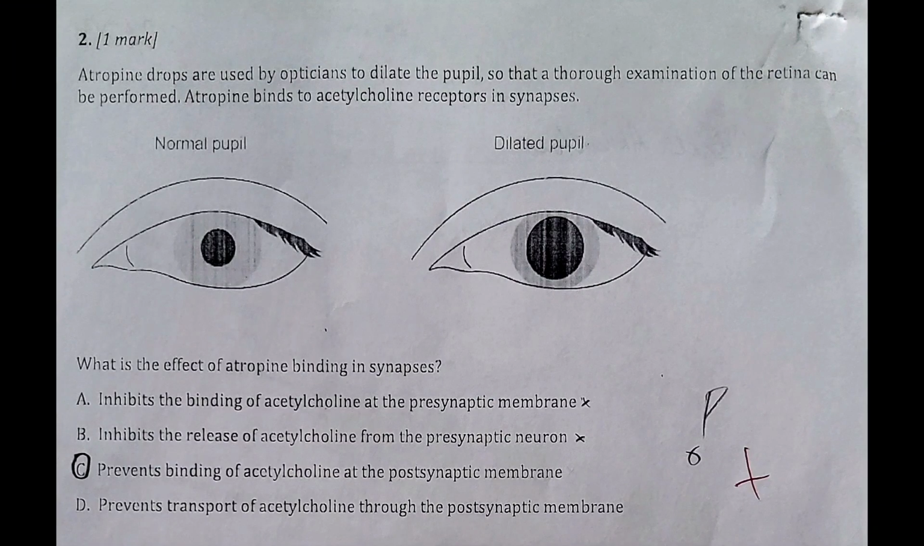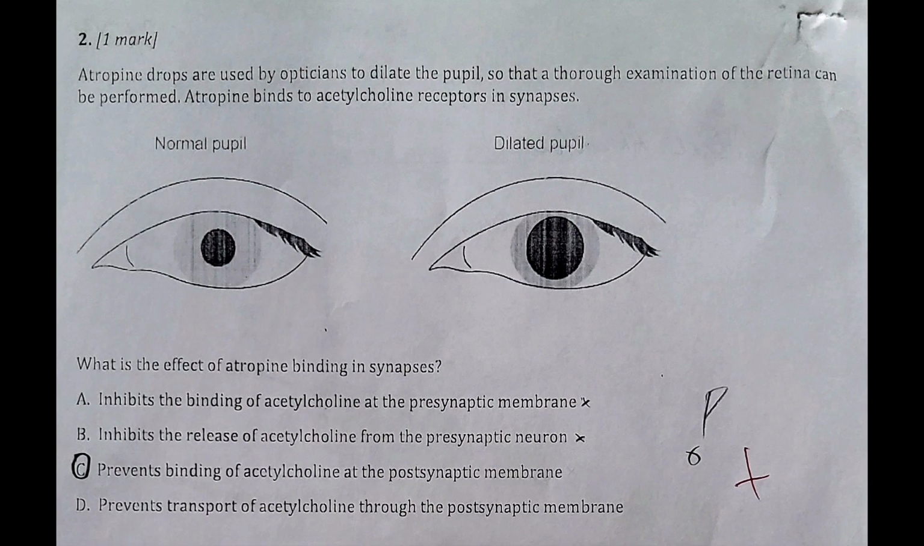It is a multiple choice question that says atropine drops are used by opticians to dilate the pupil so that a thorough examination of the retina can be performed. Atropine binds to acetylcholine receptors in synapses. The question is, what is the effect of atropine binding in synapses?